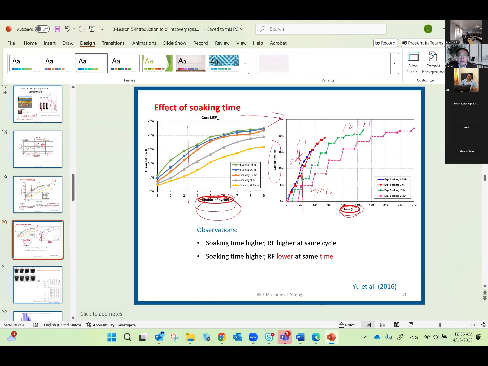So how do we explain this? This is simply because during the experiment, where soaking time is too long, operation time is wasted. During the soaking time, no gas is injected, so it's kind of wasted time. So at least from this example, we can conclude soaking time should not be too long. If it's too long, it's going to waste time. That is a very important observation.